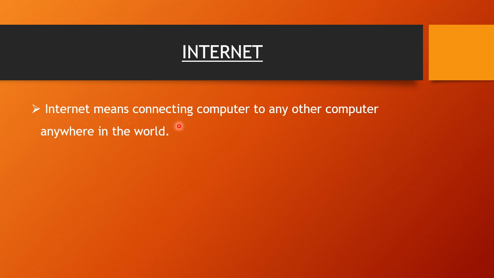Internet means connecting a computer to any other computer anywhere in the world. So what is the use of internet? You are connecting a computer to any other computer anywhere in the world. The meaning of this is we are not going to connect it physically.